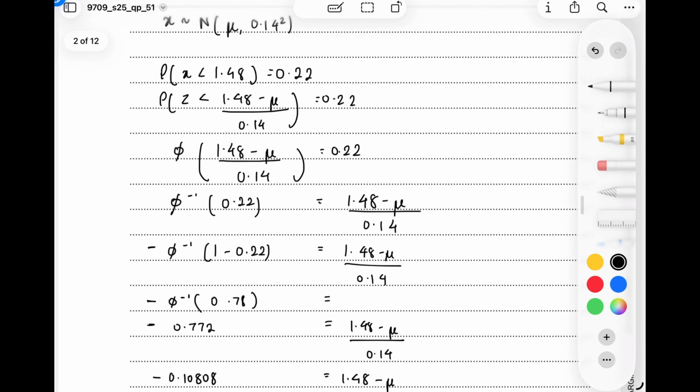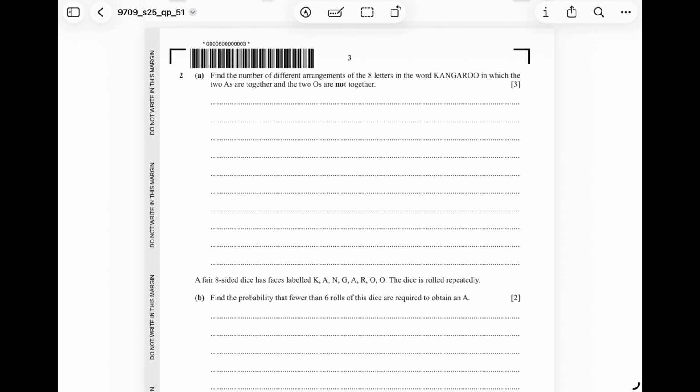So this is it for the first question. Okay, so the second question starts with perms and coms, because it says find the number of different arrangements of the letters in the word kangaroo. The two A's are together, the two O's are not together. So that's the two conditions.